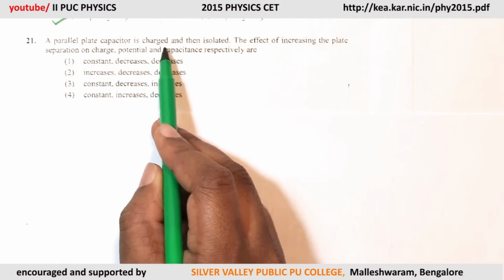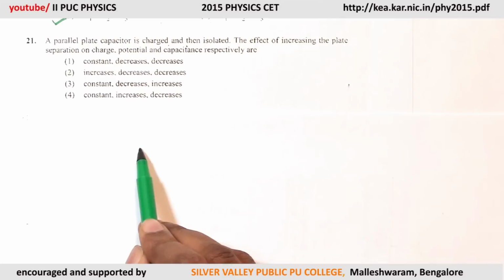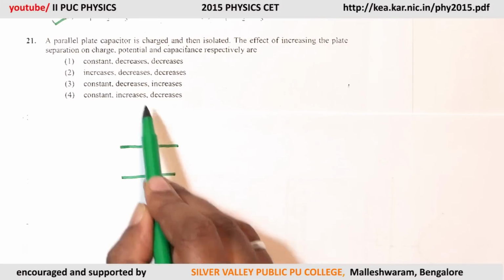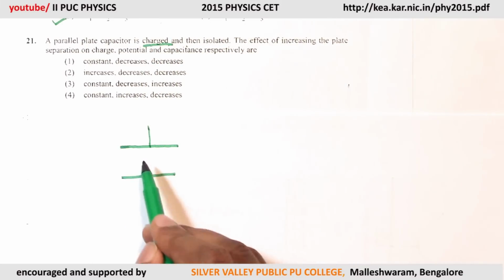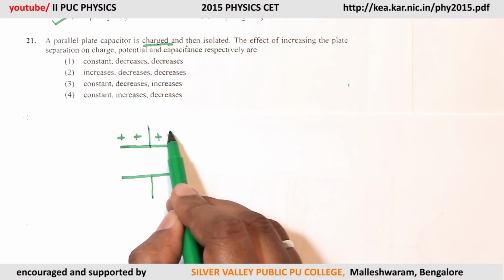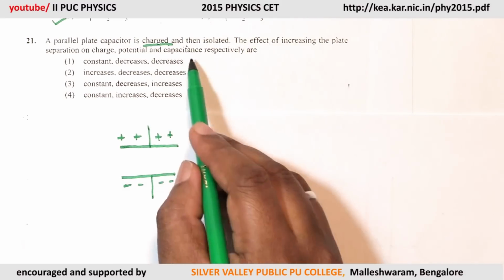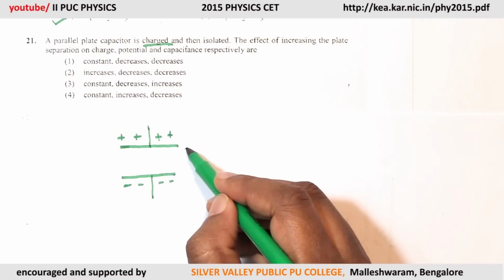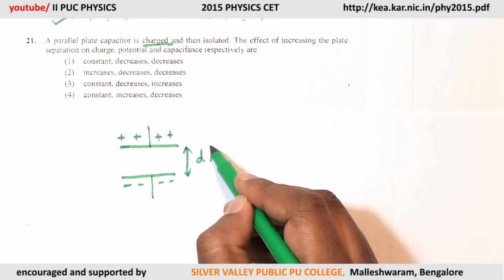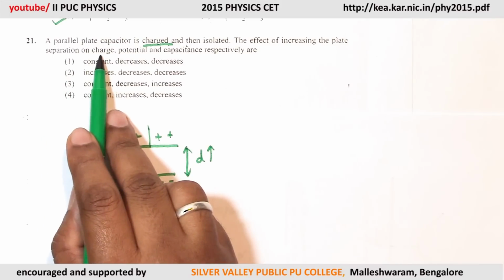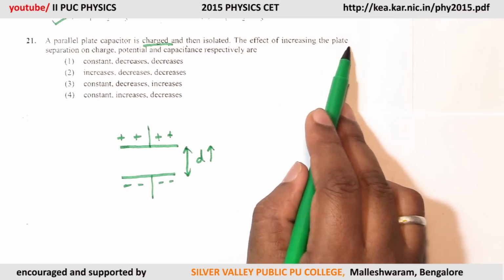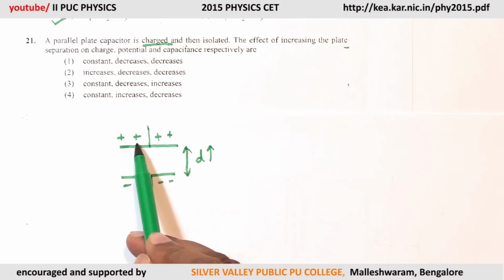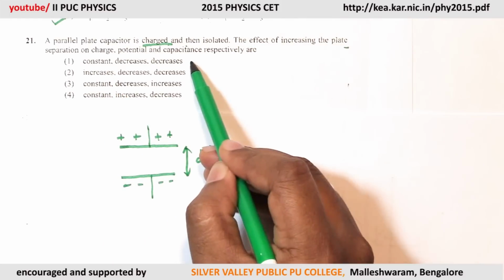Parallel plate capacitor is charged and then isolated. And here is the capacitor which is charged. Initially it is charged, plus, minus. And then isolated. The effect of increasing the plate separation. If this distance is increased, effect of increasing the plate separation on charge. If separation between these two increases, charge remains same. Constant.